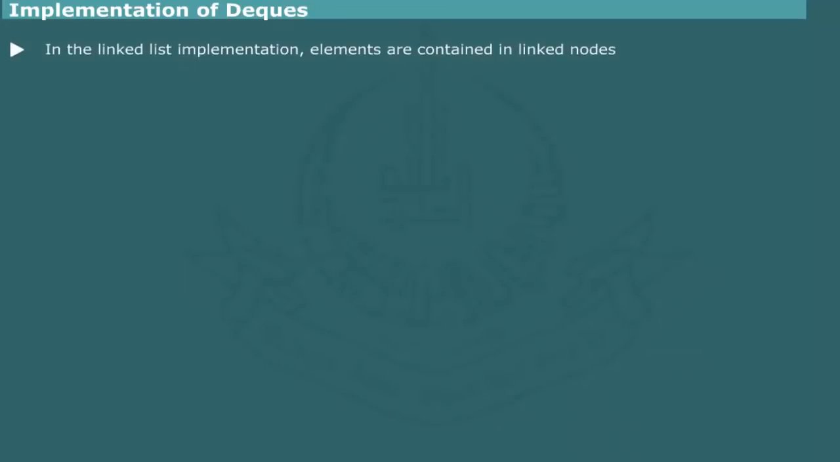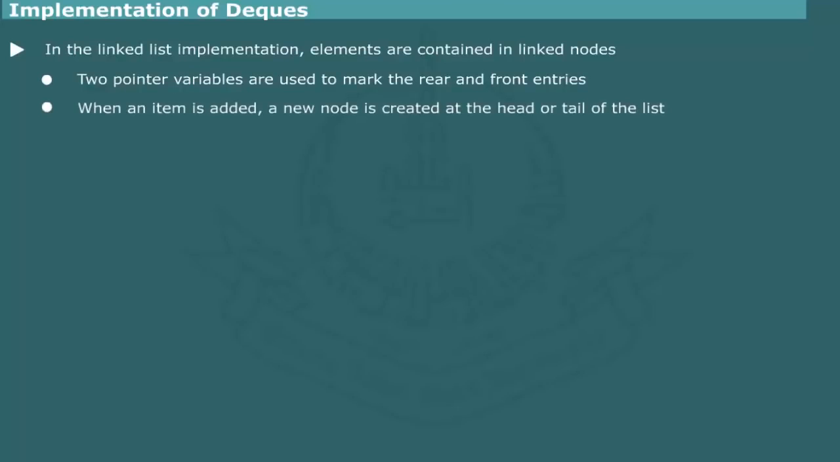In the linked list implementation, the elements of DQ are contained in the linked nodes. Two pointer variables, rear and front, are used to mark the rear and front entries in the DQ. When an item is added, a new node is created at the head or tail of the list depending upon the entry point. Likewise, the head or tail node is deleted when an element is removed from the front or rear of the DQ.